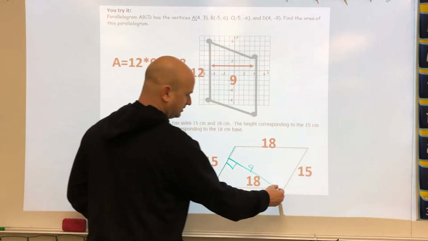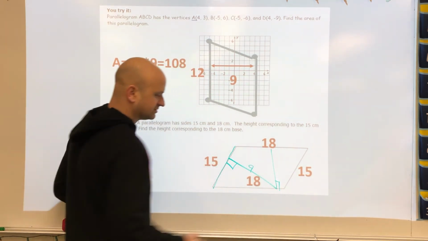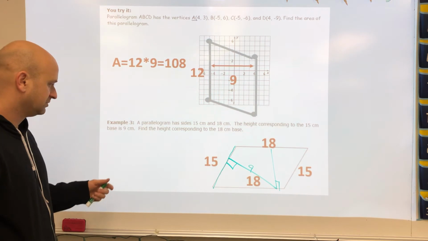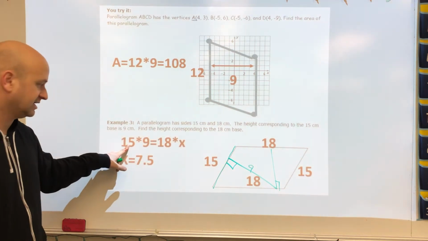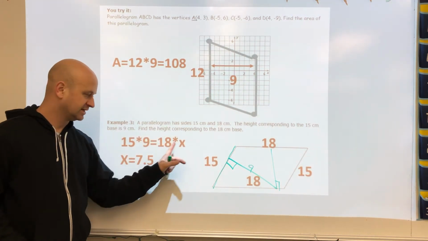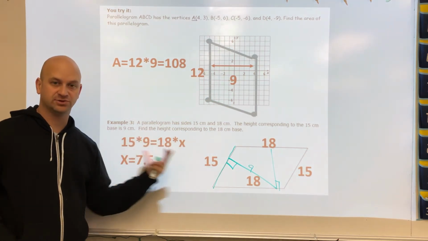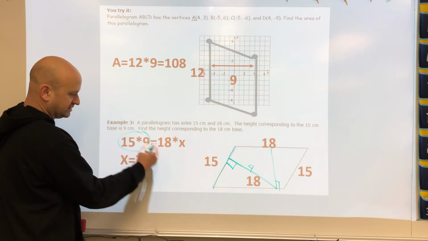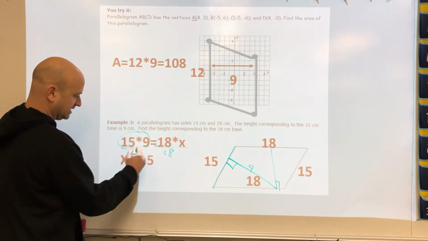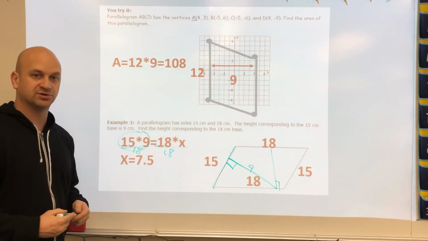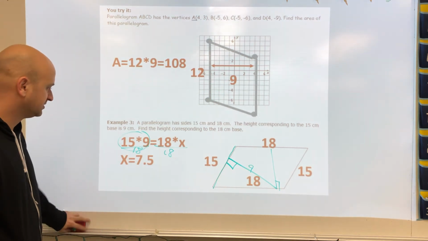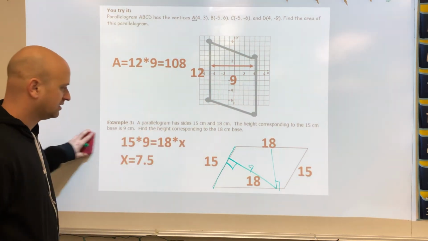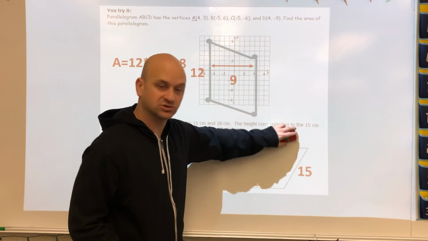But what they actually want you to do is find the height that goes with 18. And so because we know the area is 15 times 9, whatever 18 times its height is, it's going to be the same value. So we set up this equation like so. And so you get this number, and then we divide both sides by 18, and you would get 7.5. So the key in this problem is that word corresponds. So corresponds means it matches or goes with.